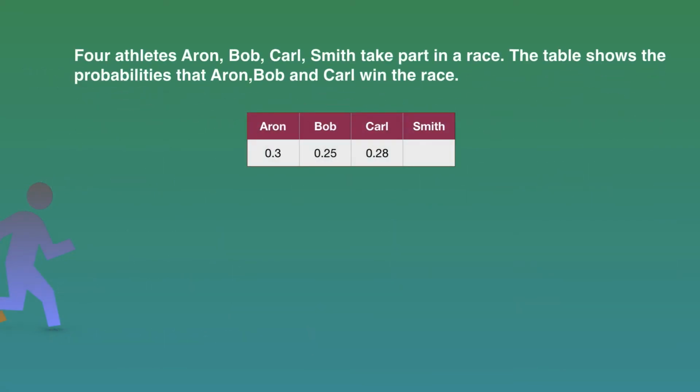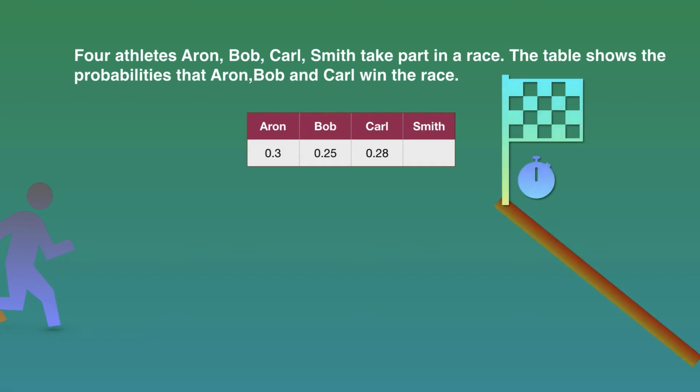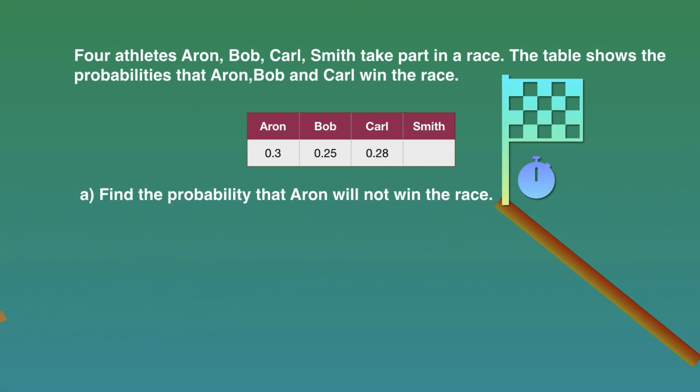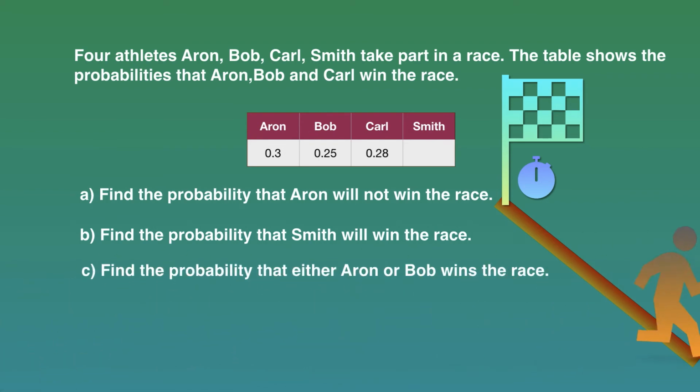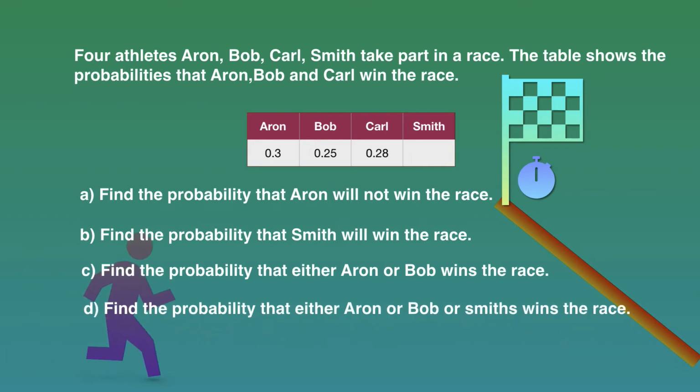4 athletes, Aaron, Bob, Carl, and Smith, take part in a race. The table shows the probability that Aaron, Bob, and Carl win the race. In part A, we need to find the probability that Aaron will not win the race. In part B, we need to find the probability that Smith will win the race. In part C, we need to find the probability that either Aaron or Bob will win the race. And in part D, we need to find the probability that either Aaron or Bob or Smith wins the race.